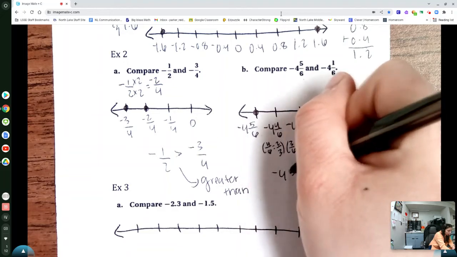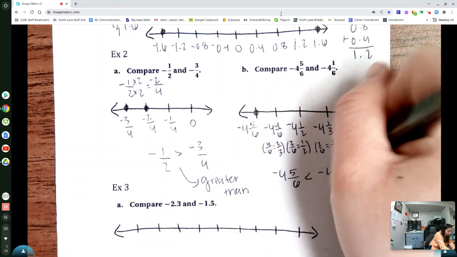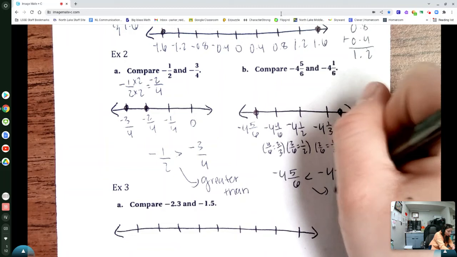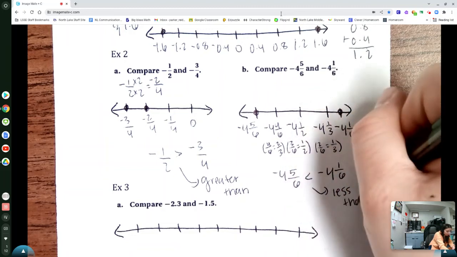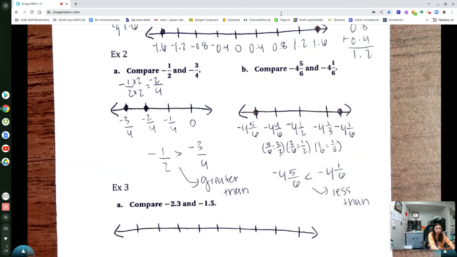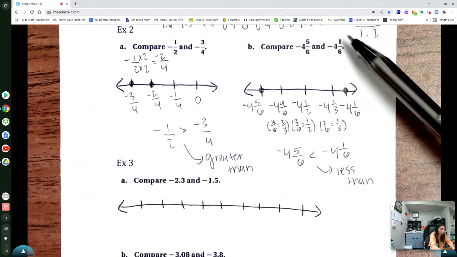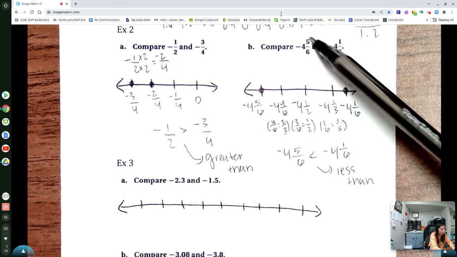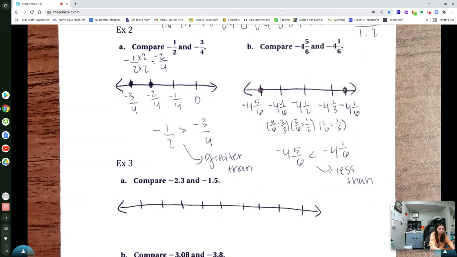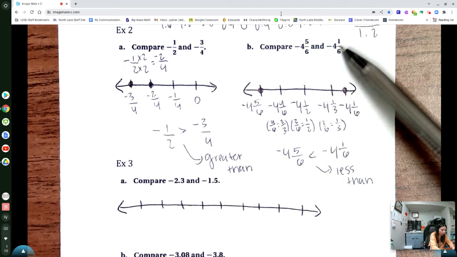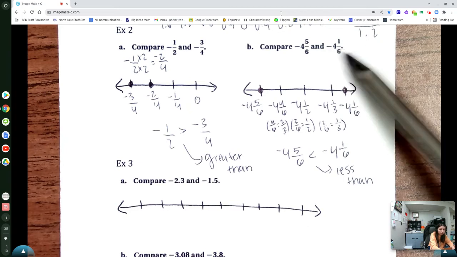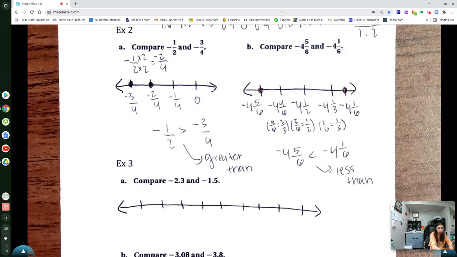Negative 4 and 5/6 is less than negative 4 and 1/6. It is further to the left, therefore it is less than. And also, if we just thought about which is closer to 0, negative 4 and only 1/6 versus negative 4 and 5/6, this fractional piece is closer to 0, so therefore this entire number is closer to 0 and is the greater negative number.